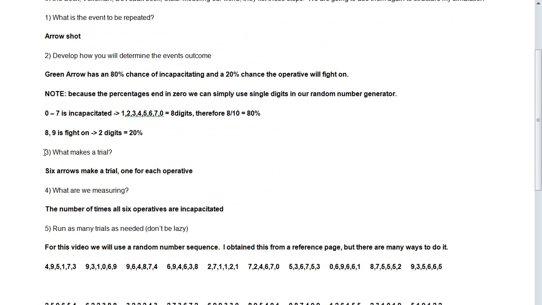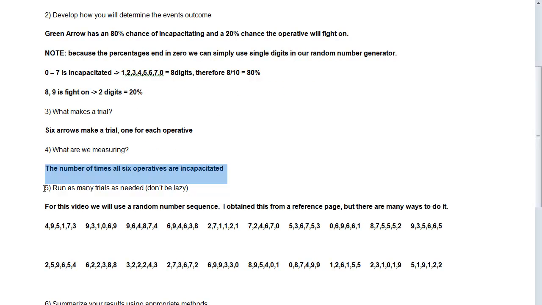So what makes a trial? Well, 6 arrows make a trial, 1 for each operative. What are we measuring? The number of times all 6 operatives are incapacitated. That's all we really care about. I just need to get all the operatives down. So we're going to run this trial as many times as necessary.